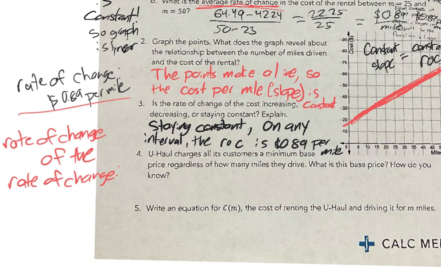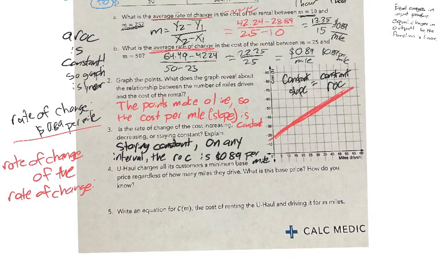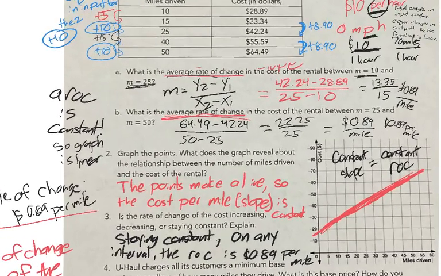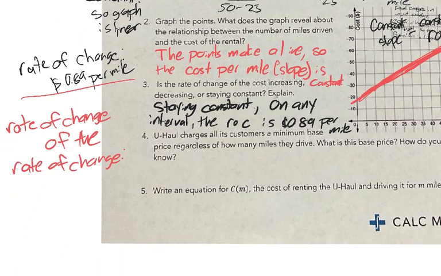So this one would just be 1 because it's constant. No. Now you're in pre-cal. That's the pre-cal level. Rate of change of the rate of change. So what was the rate of change here in this situation? 89 cents a mile. What was the rate of change here in this situation? So how much did my rate of change change between here and here? It didn't. So the rate of change of the rate of change is 0.